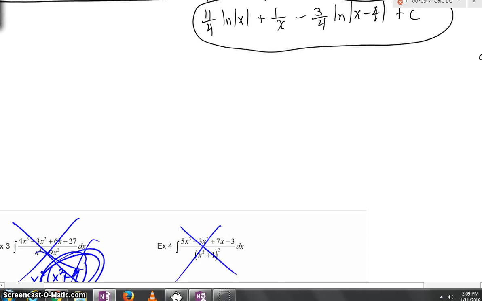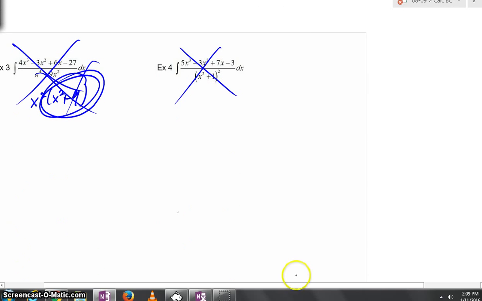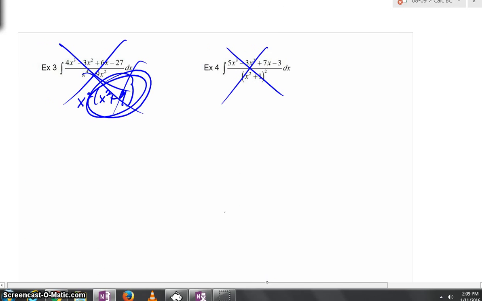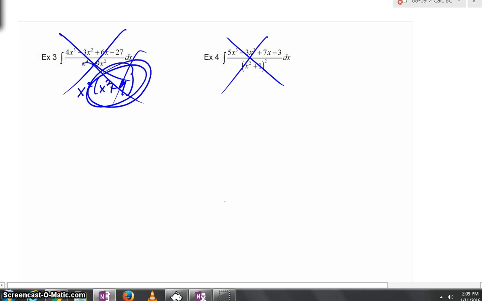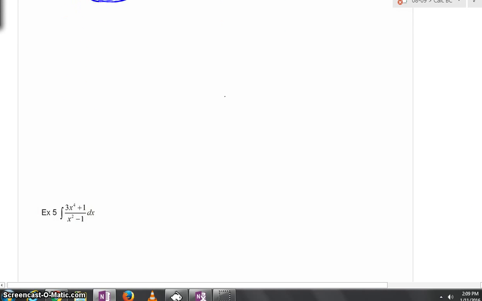Okay, as we look at the second page of the notes, you're going to see that anything with a quadratic factor, anything with x squared plus either a term of x or a constant, will be skipped. That's not covered on the AP exam. Thank goodness we're not going to cover that in class either. But what I do want to close with is example 5. Example 5, we have 3x to the 4th plus 1 all over x squared minus 1.